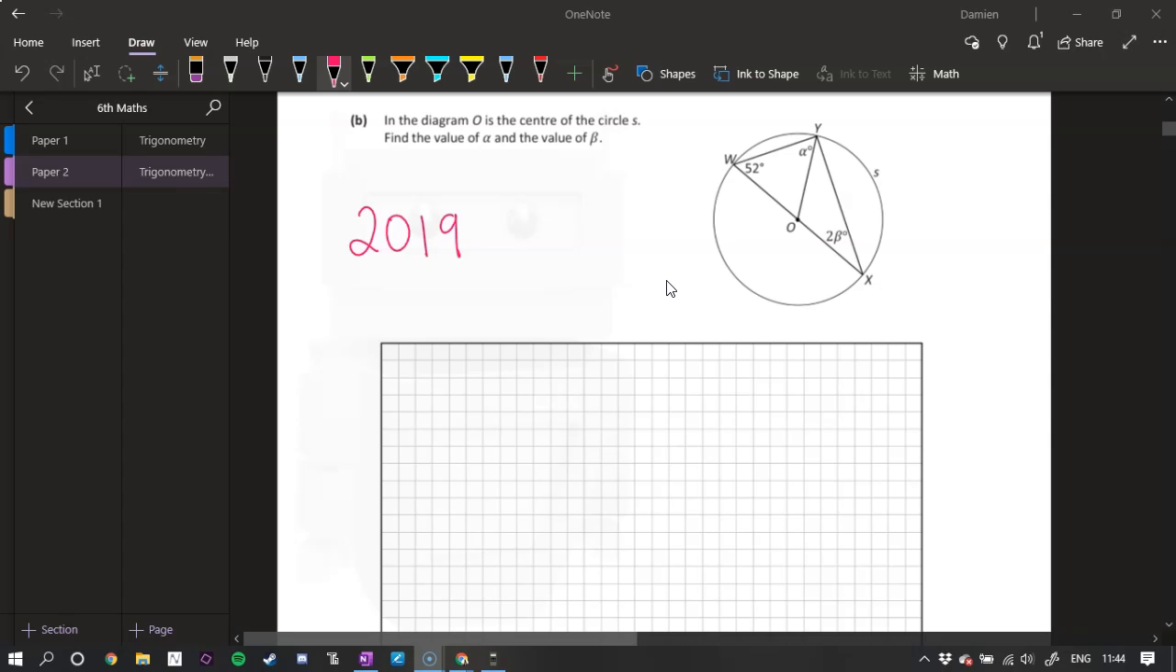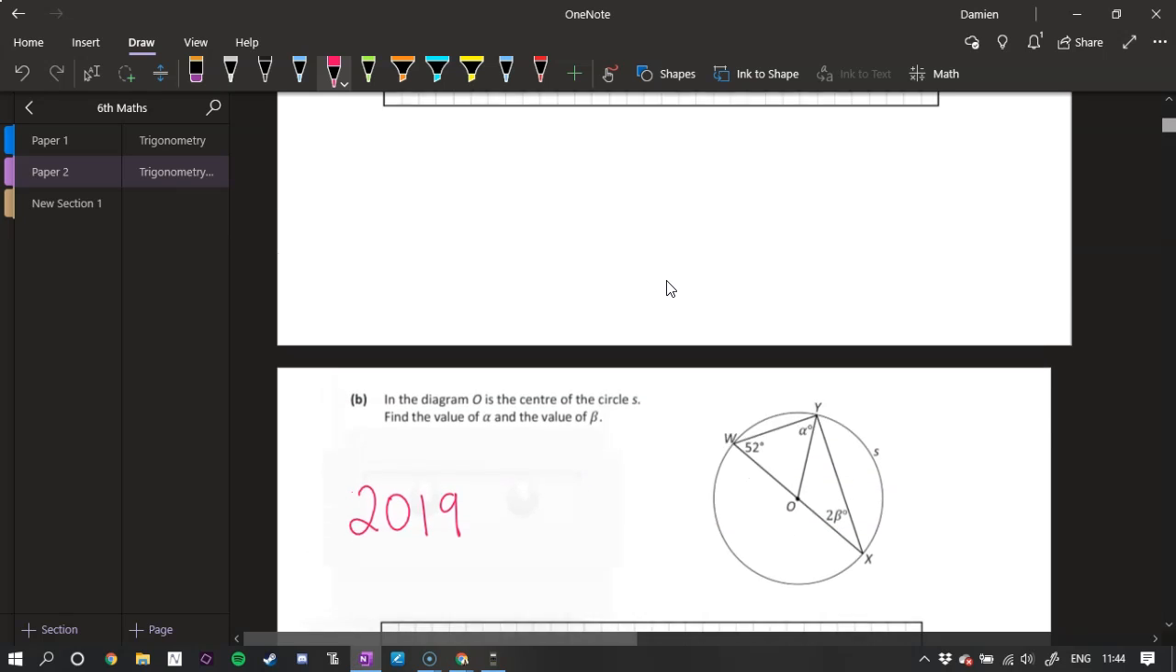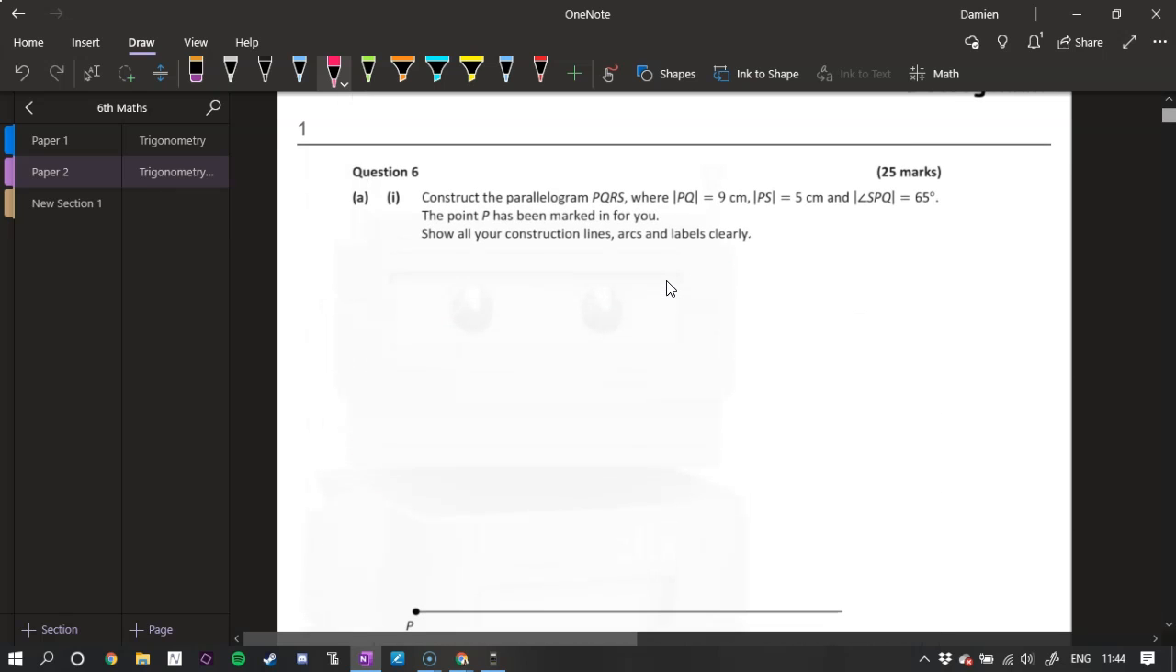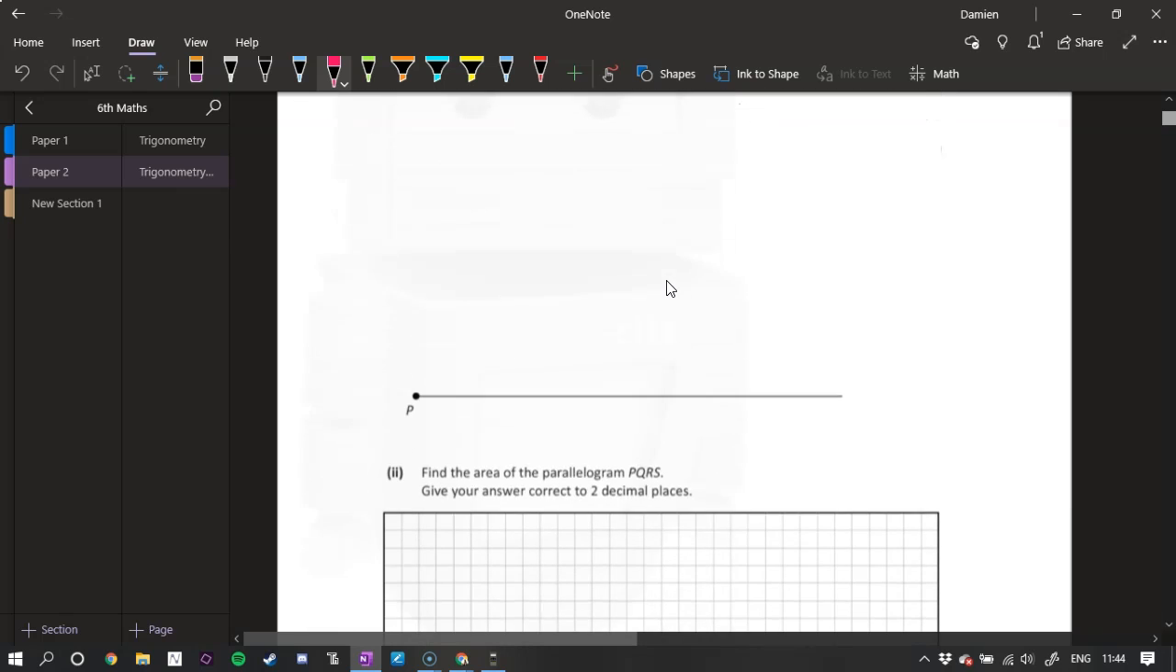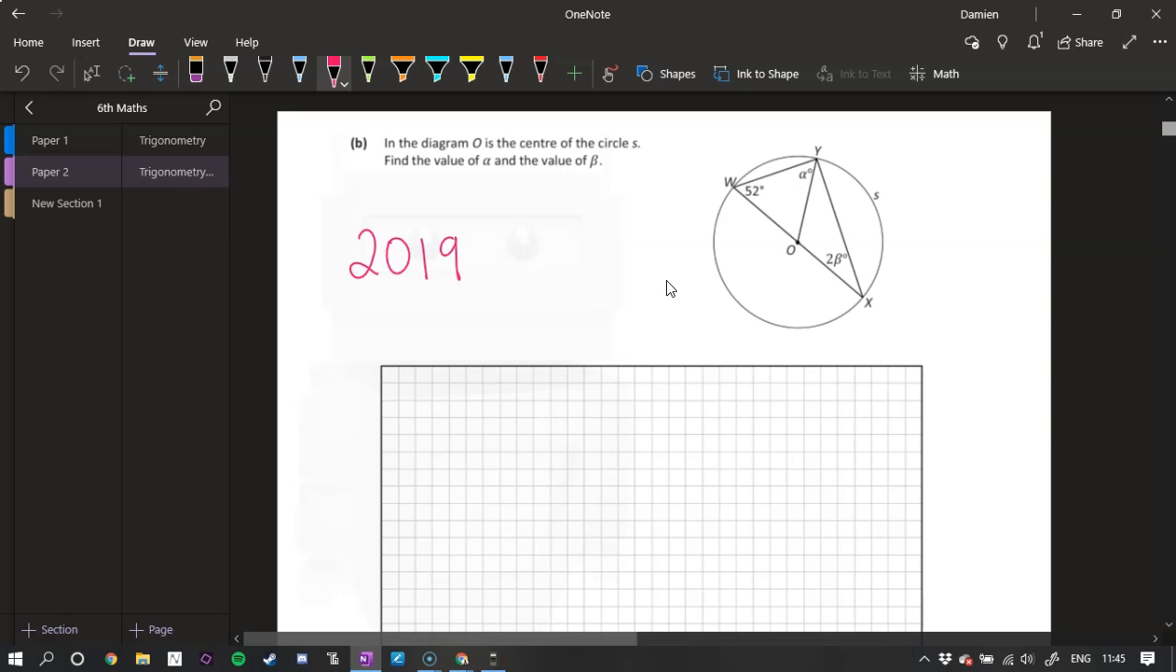Hello, we're going to start on trigonometry and the exam papers. Some of the questions that involve trigonometry might have constructions in them. So you can see this is 2019. I'm going to start on part B because you can see part A is a construction, and again, I'm not going to be doing the construction in this one. So I'm just going to move on to part B, 2019.